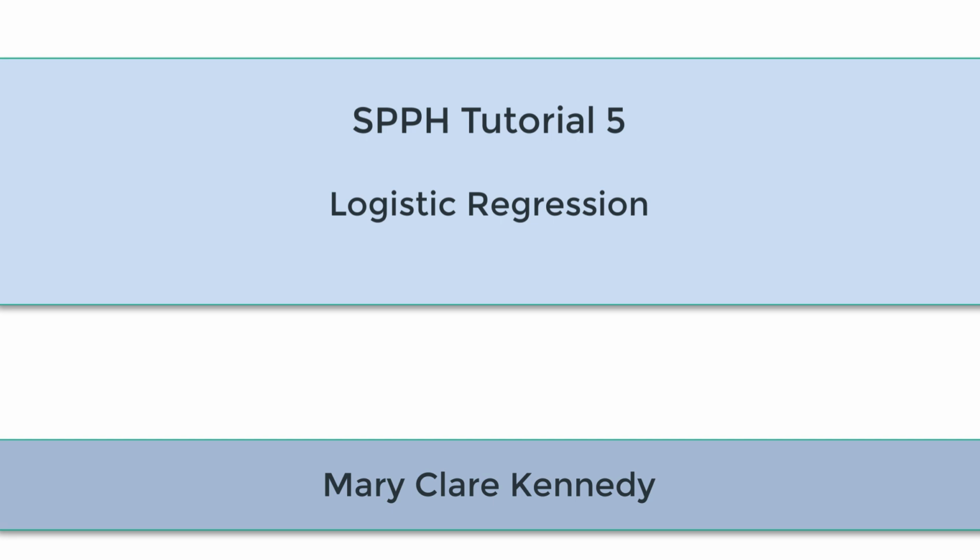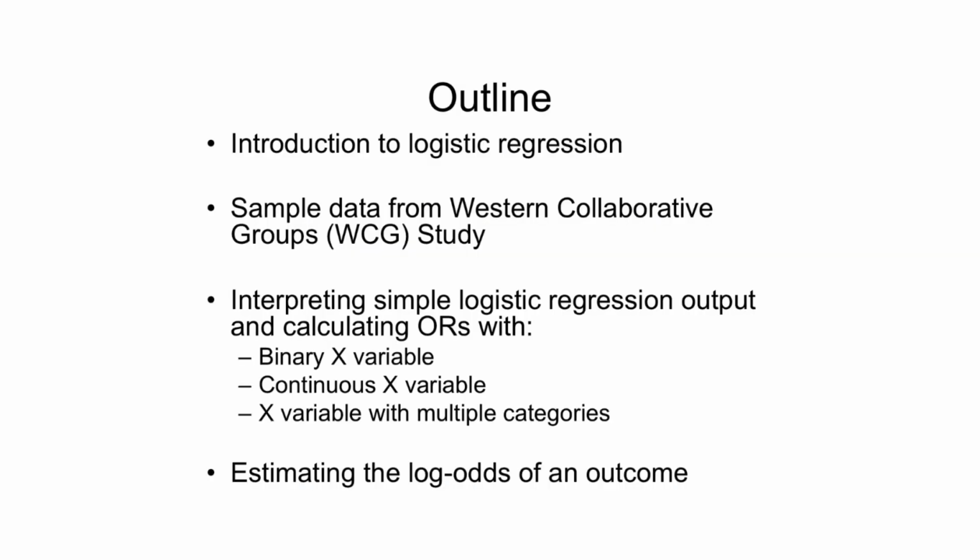Hi and welcome to Tutorial 5. In this tutorial, we'll introduce logistic regression and go over a practice analysis using data from the Western Collaborative Group study. We'll discuss how to interpret logistic regression output and calculate odds ratios with continuous and categorical variables, and how to estimate the log odds of an outcome.